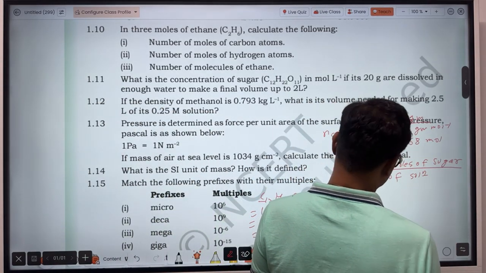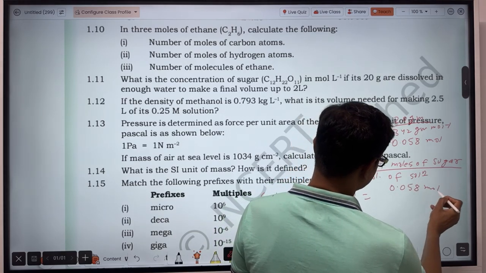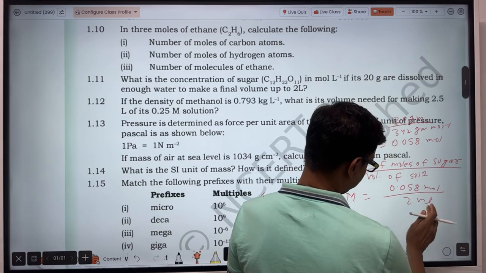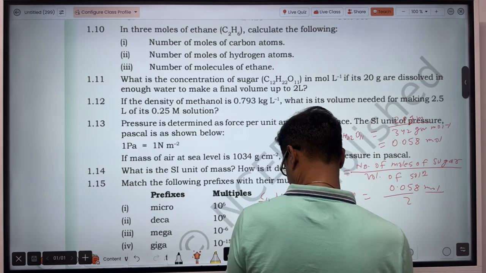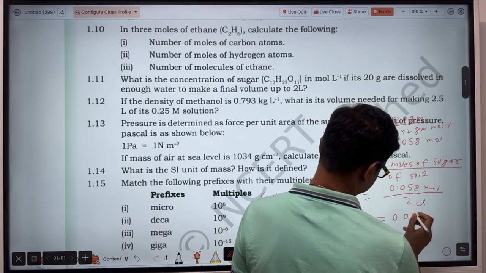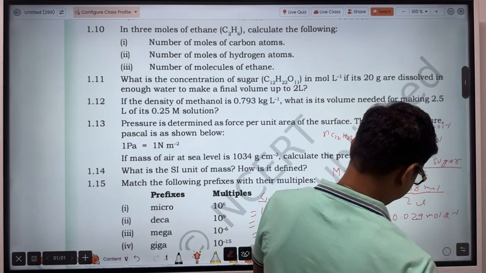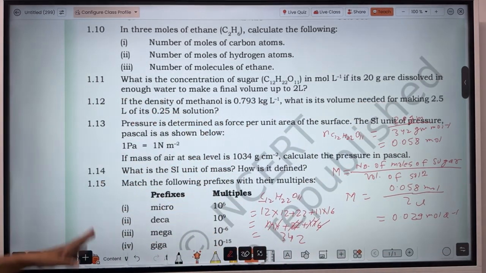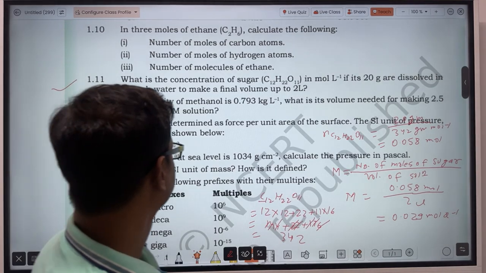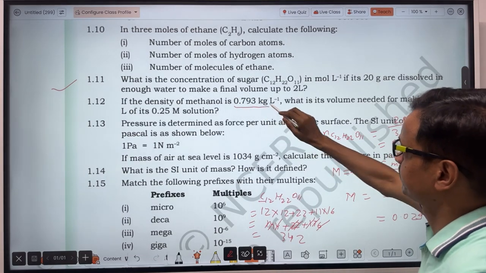So 0.058, that much mole. So molarity will equal 0.058 mole upon volume of solution, which is 2 liter here. So that will equal how much? That much mole per liter. That means 0.029 mole per liter. That is the concept. That is the molarity of the solution. Okay, clear guys?